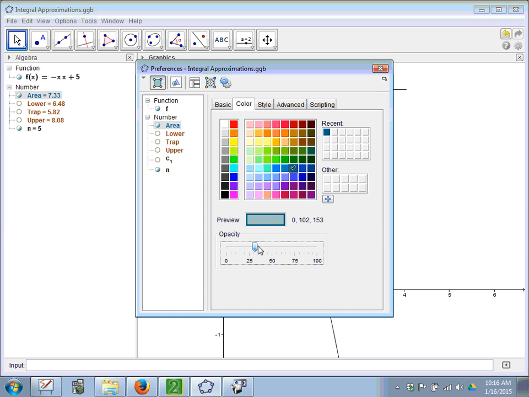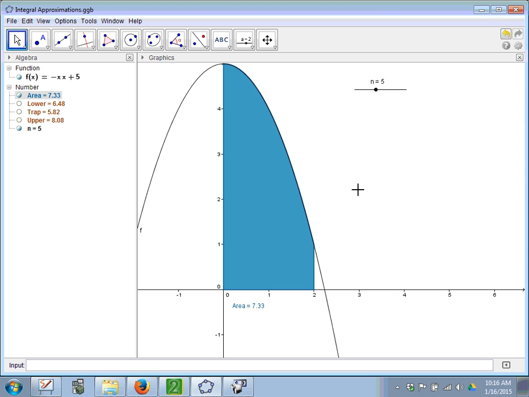Oh, opacity. Ooh, that might work. Or is it opacity? Is it opacity? Ask yourself, is it opacity? Ooh, that's better. Can you tell the difference now? Yeah. Is it opacity?